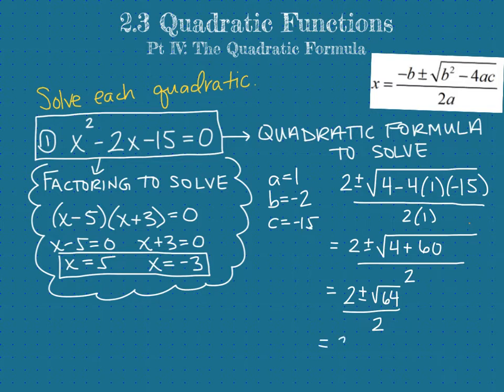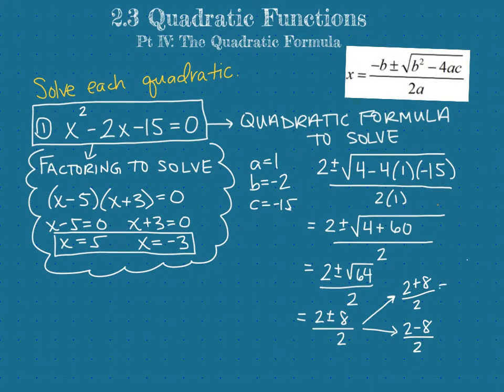64 is a perfect square. It's 8. So we have 2 plus or minus 8 all over 2. Now, because this number's not in a square root anymore, we're going to use the plus or minus to find our two answers. I'm going to do 1 plus and 1 minus. So this one's going to use the plus sign. We'll have 2 plus 8 all over 2, and we'll have 2 minus 8 all over 2.